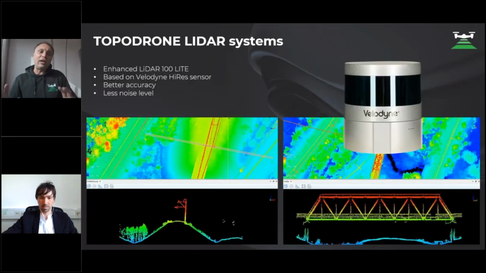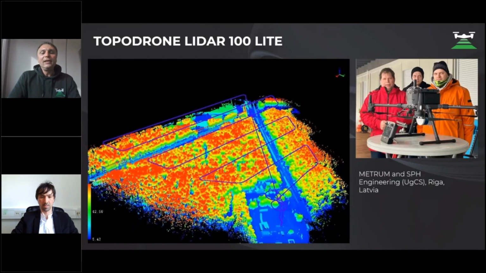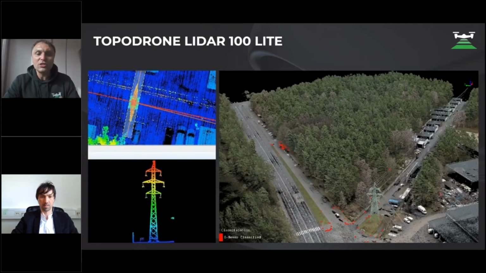And TOPODRONE LiDAR 100 provides amazing, very detailed point cloud, and you can define different small objects, like you can see from the screen. And this point cloud is very accurate and very stable. And of course, this is an example of one of our projects which we made in Riga together with Metron company, and we achieved very good results.